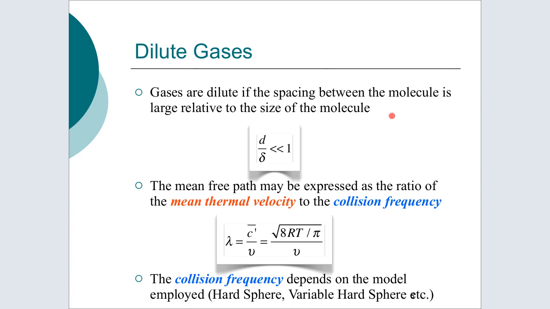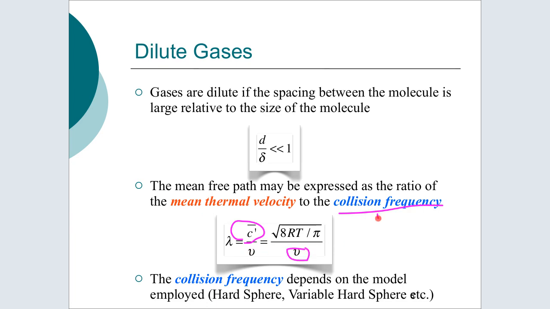Now, our definition for a dilute gas is that it is dilute if the spacing between the molecules is large relative to the size of the molecule. So d over delta is very much less than 1. And our mean free path can be defined in terms of the ratio of the mean thermal velocity, so this thing here, compared to the collision frequency, which is this.